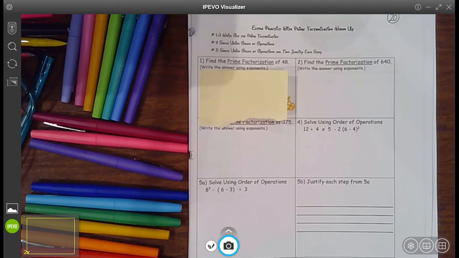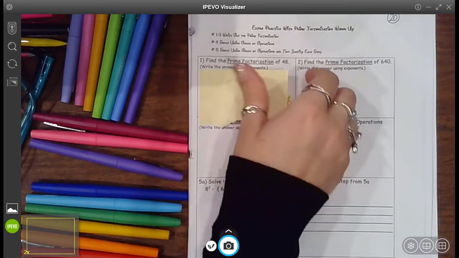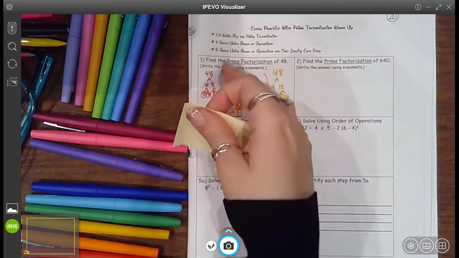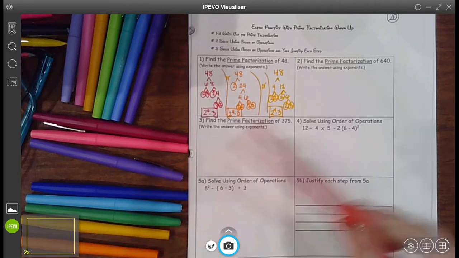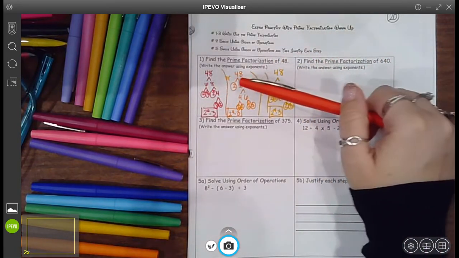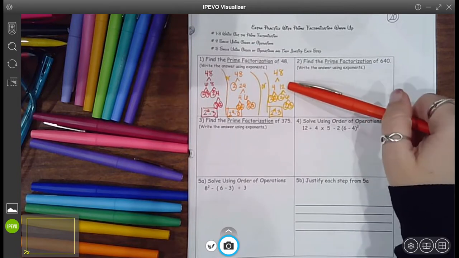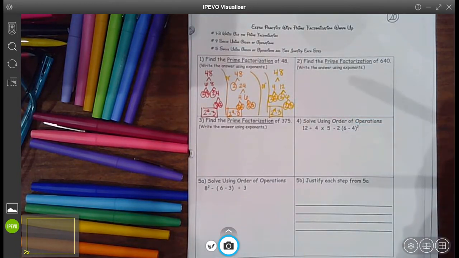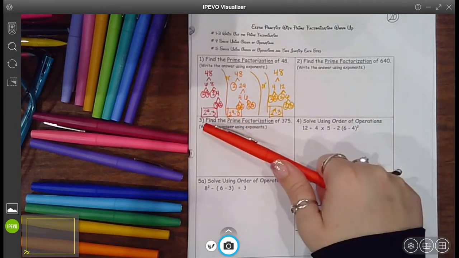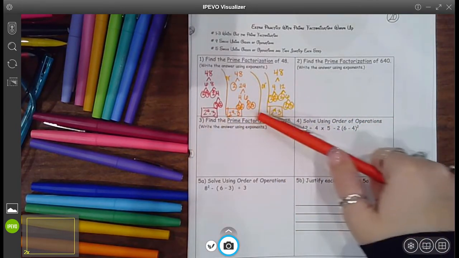All right, so now that you're back with us for number one, as long as you got the same answer at the end, it's okay. Your factor tree could have looked different because you could have started with 6 times 8, 2 times 24, or 4 times 12. Again, there are other possibilities you could have done, right? But no matter what, we always ended with 2 to the 4th times 3.